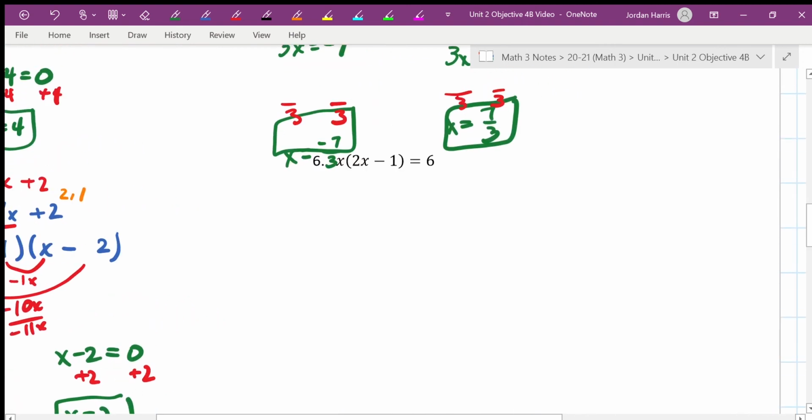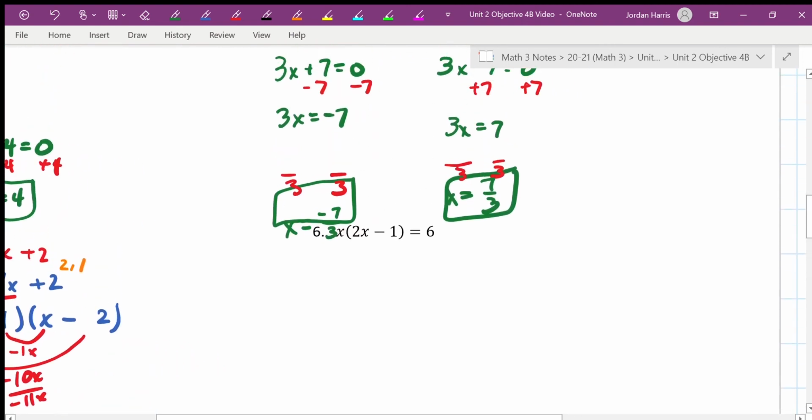All right, last one of these. It moved again. Why is it doing that? Weird.